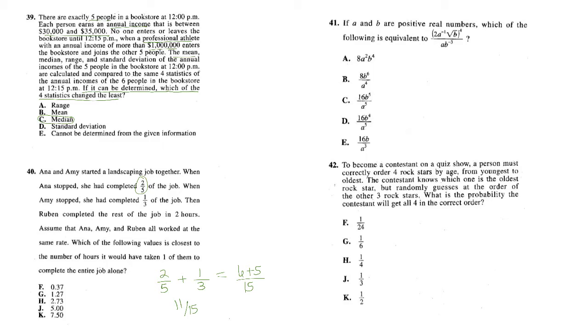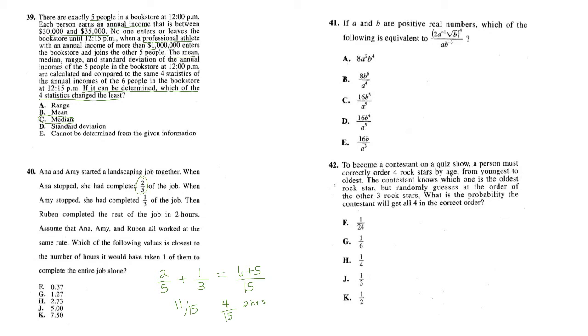So he did the rest of the job, which would have been 4/15, and he did that in 2 hours. The question asks which of the following values is closest to the number of hours it would have taken one of them to do the entire job. So if we look at this, 4/15 is the rate he works in 2 hours. And if we keep going, let's say he worked more.